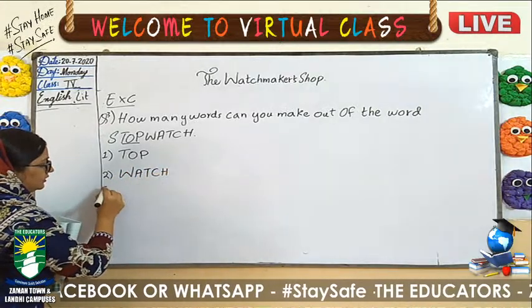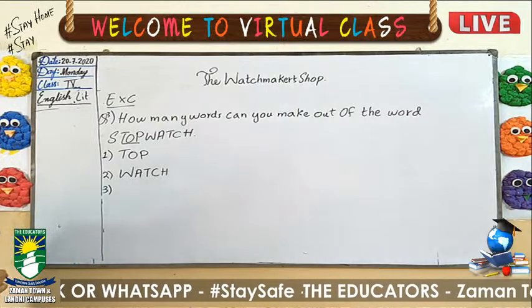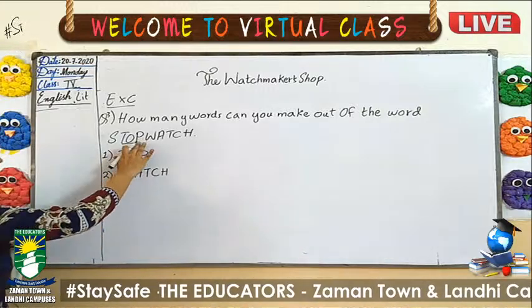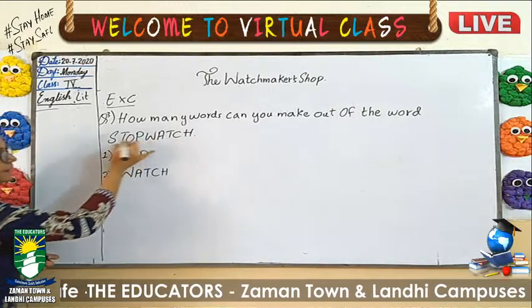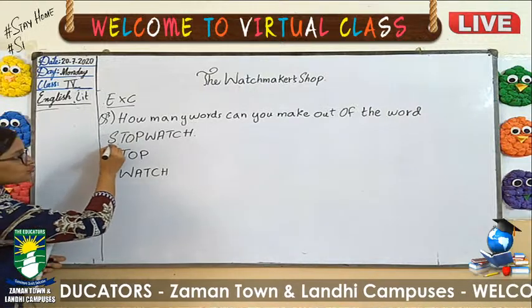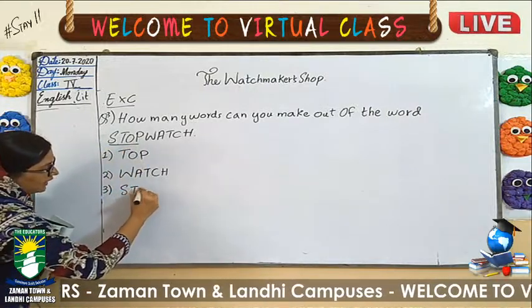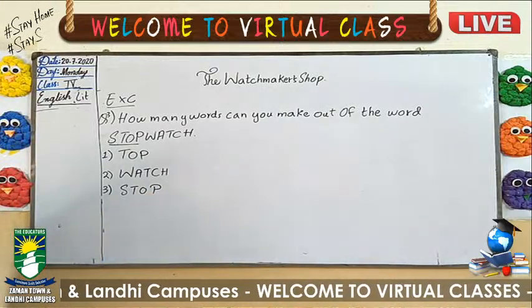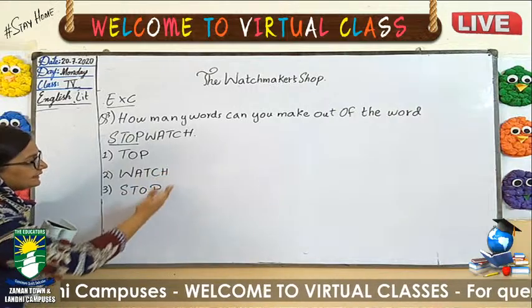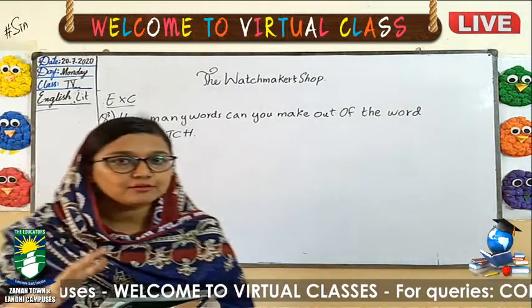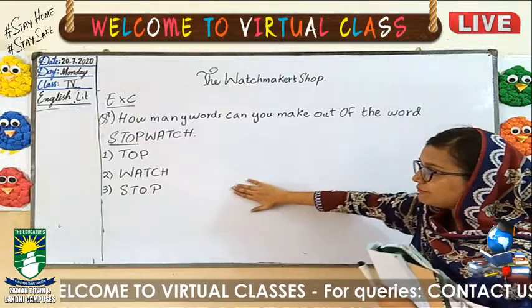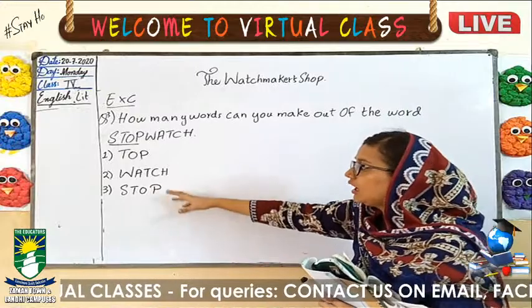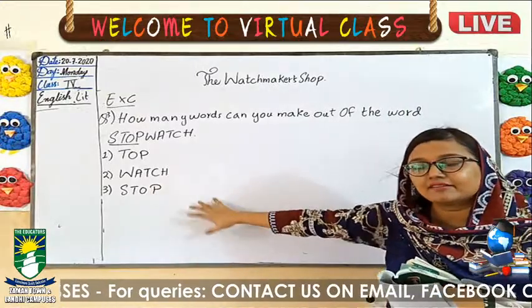And the third one, which one will be possible? Top is possible, watch is possible. Another word if you are finding, the watch is possible, top, and the other one will be stop. Is it possible? So you will write like this. You will make more different words using this word, and you have to make at least 10 words. Like I have just given the examples top, watch, stop. Now you have to make at least 10 remaining words.